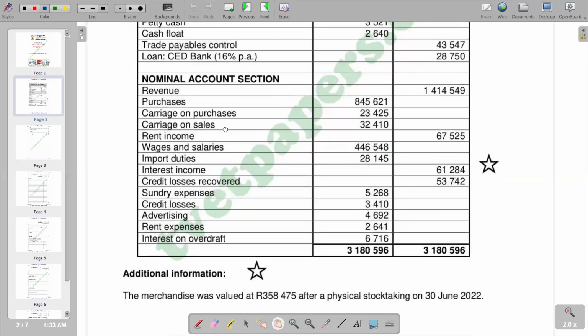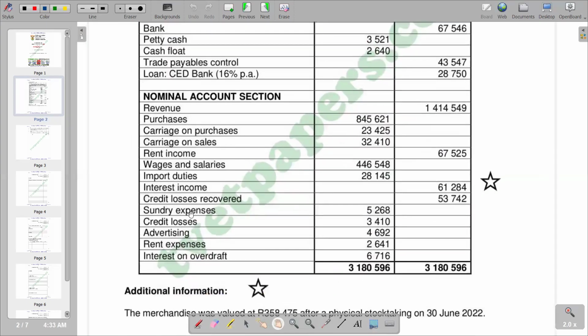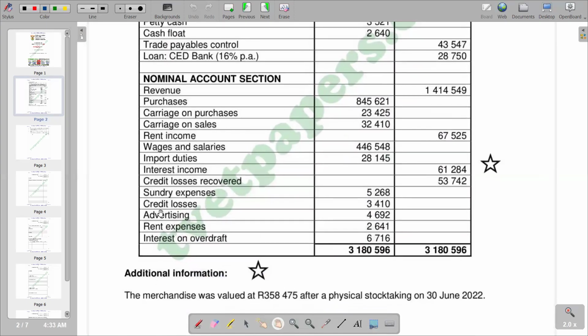And later on, you are given additional information just beneath your trial balance, whereby it reads the merchandise was valued at 358,475 rands after a physical stock taking on 30 June 2022. So this is going to be your closing inventory. We can just take note that the figure that we are given represents your closing inventory.